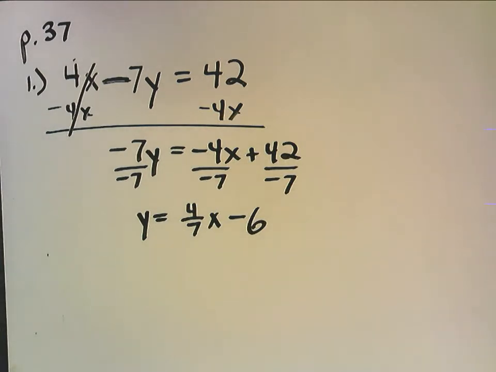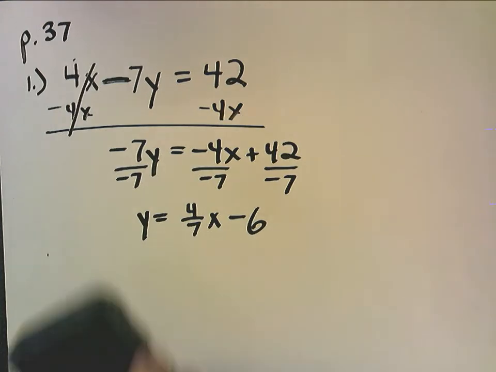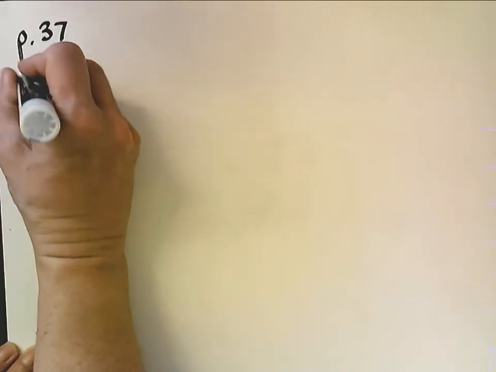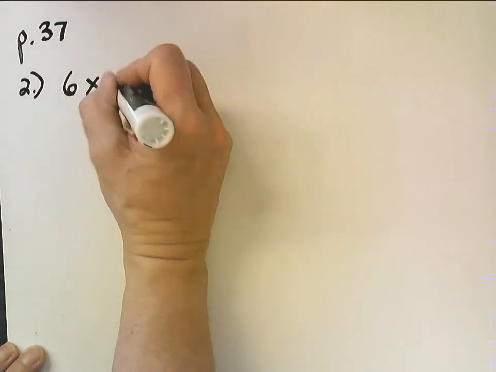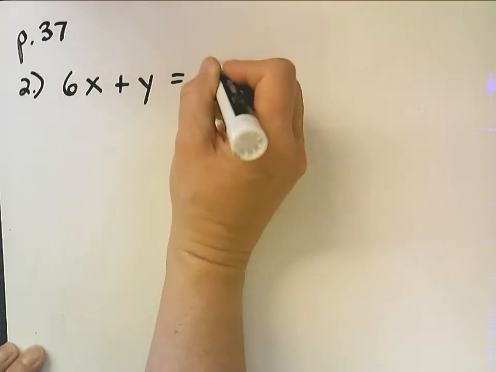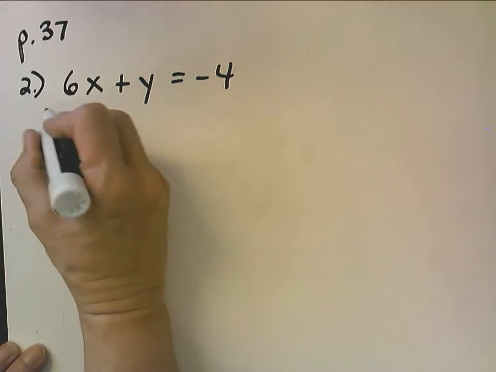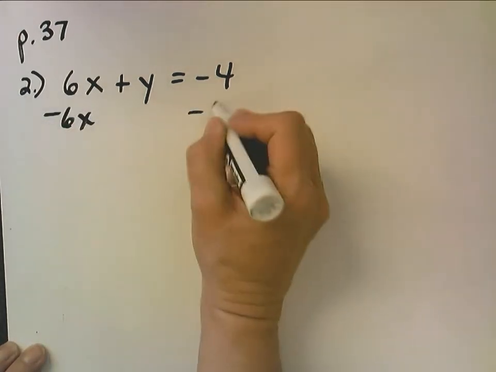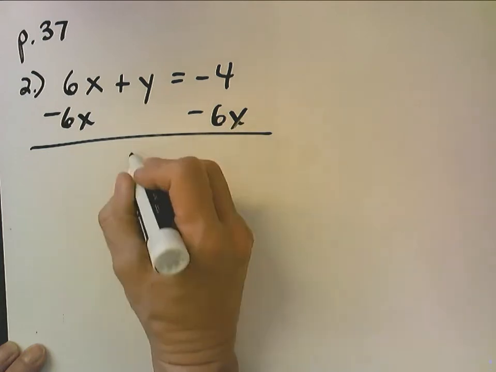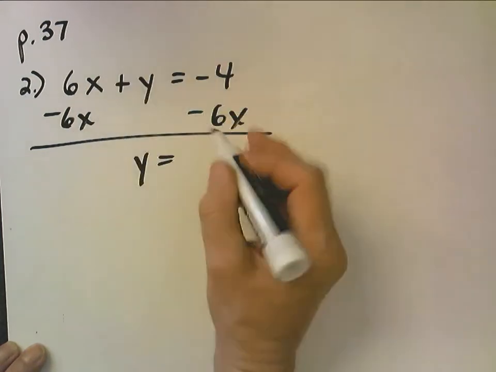Okay, so now let's look at the next one. The next one is also in standard form, so we get a quick review of standard form too. 6x plus y equals negative 4. So to solve for y means get the y all by itself. I'm going to subtract 6x from both sides. And this is simple because it's just a y.